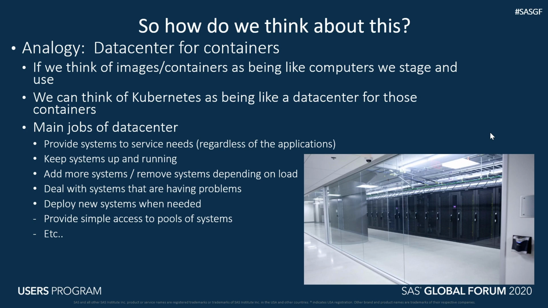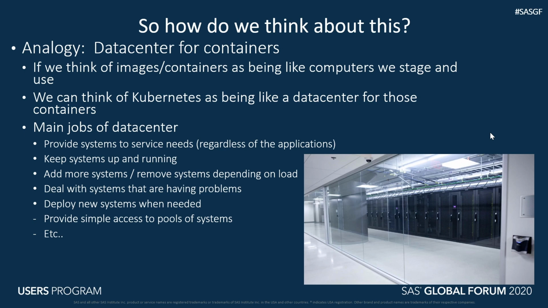Deal with systems that are having problems. We talked about that. If we get an alert that a certain system is not functioning, we want to make sure we address that. And more often these days than not, it might mean just pulling that system out and replacing it with a different system. Deploying new systems when needed: when we have a new business application, for example, and we need some compute power to handle the website traffic we're going to get from it, we would deploy some new systems into the data center, perhaps dedicated to that. Providing simple access to pools of systems.